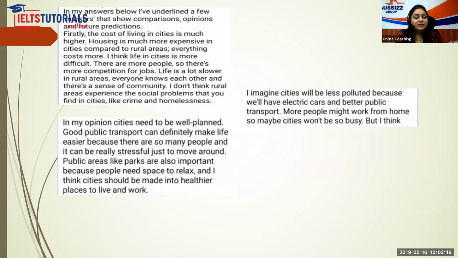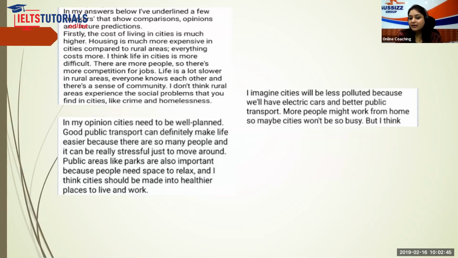So what I have done here, I have completed my whole thought process related to the one part. I haven't created any mess. I have completed my whole thing for the first part. Then, life is a lot slower in rural areas. Everyone knows each other and there's a sense of community. I don't think rural areas experience the social problems that you find in cities like crime and homelessness.